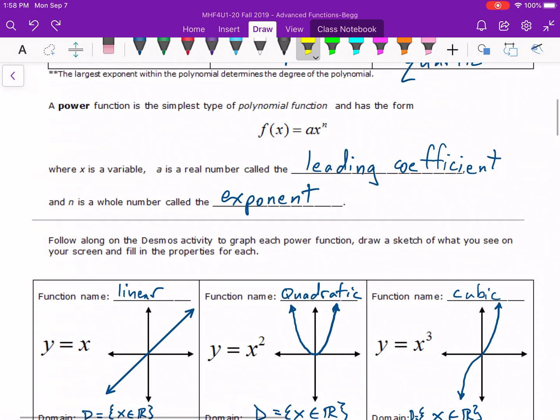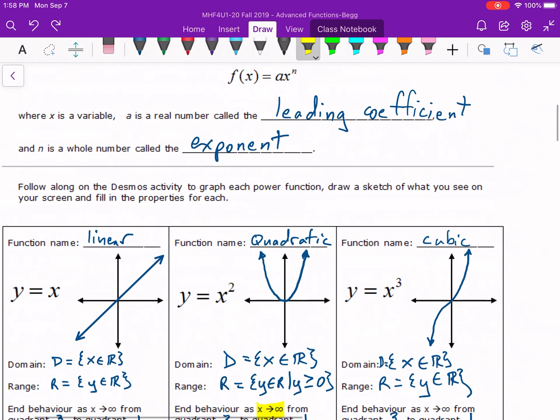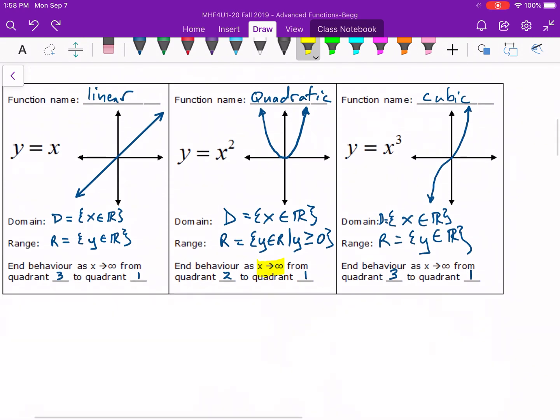Pardon me, jumped around on me again. All right. So let's look at some specific ones. Again, this is pre-filled in to save us some time as far as the video lesson here goes. But you can play around with these on Desmos if you want to.